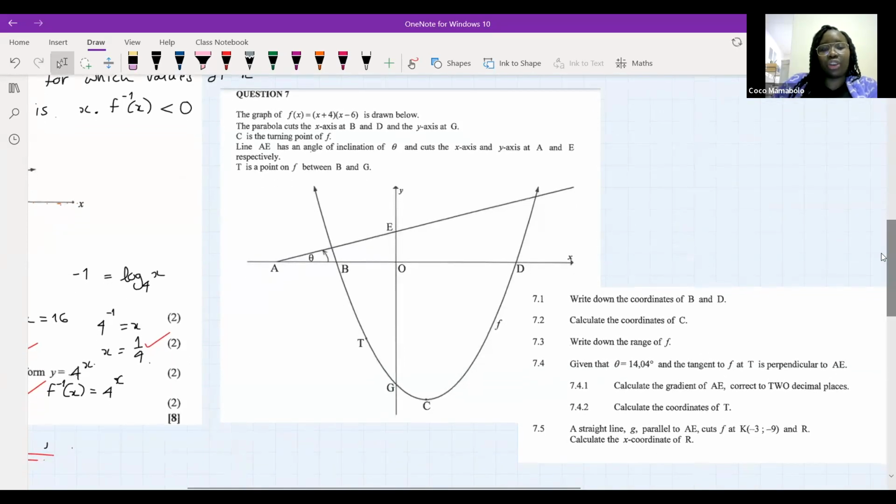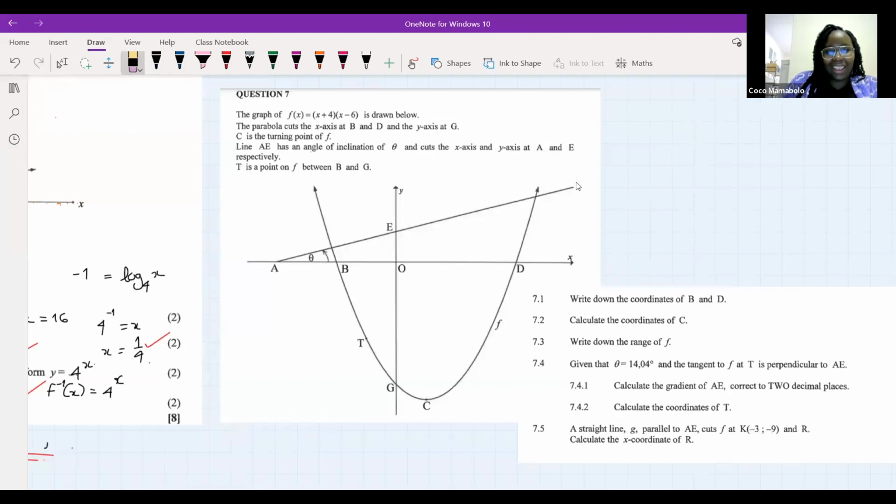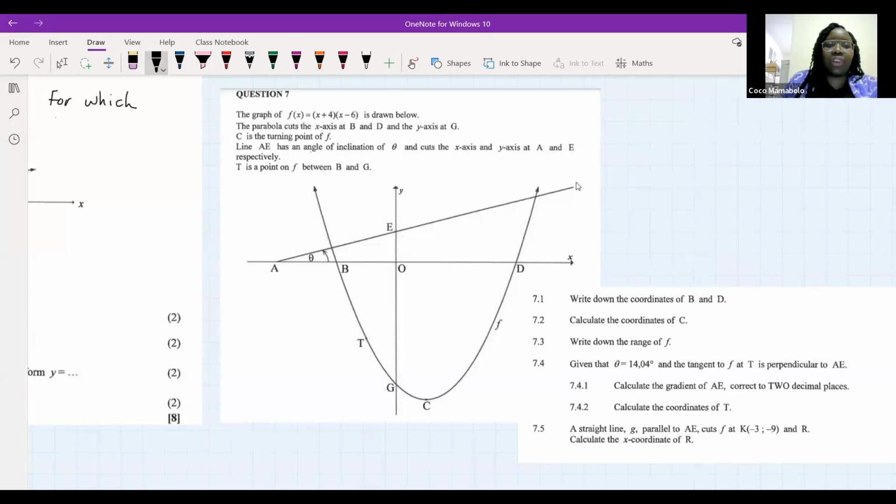All right, I want you guys to continue there. For those of you still following along with me, where's our question now? I'm going to have to rewrite the question. If you can see the questions, go ahead and mute me. For those of you who are still confused, let's talk about this. I'm going to just rewrite the question. For which values of x is x multiplied by the inverse of x less than 0.